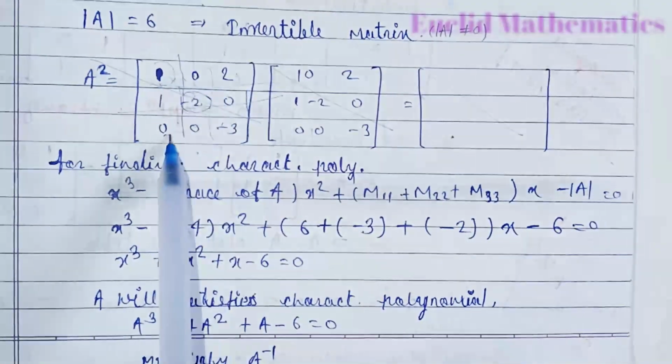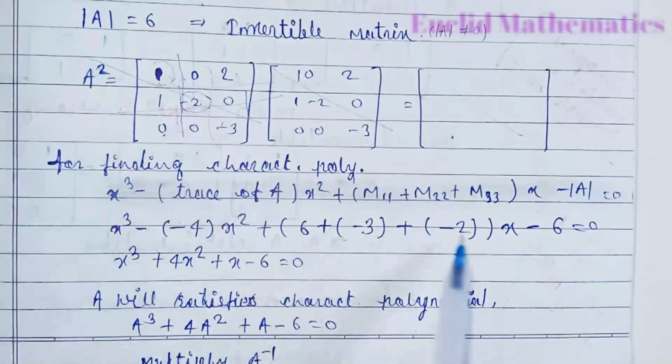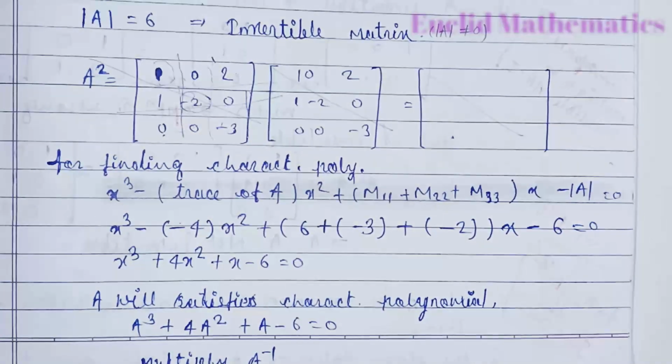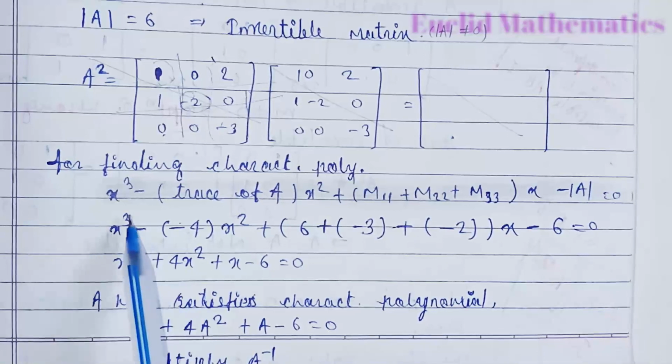So we want the determinant for these 4 elements. Similarly, do it for m33, it is easier. I hope you can find these ones: m11, m22, m33. It is easier. Now x cube remains the same.